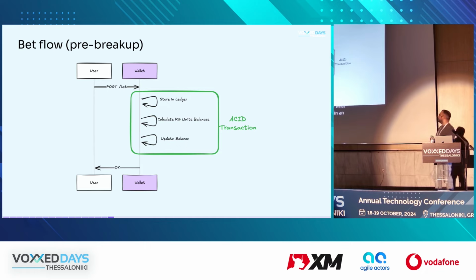Now, if we're to go through our betting flow in the monolithic approach, this was more or less what it looked like. We had a betting endpoint exposed by our wallet, and now within a single transaction, we would store this into the database, perform the RG metrics update and make sure the user was okay to proceed, and then we update the balance. We withdraw the cost of the bet slip from the user's account.